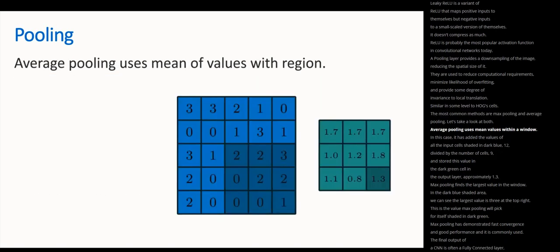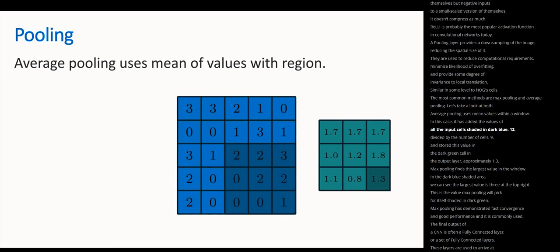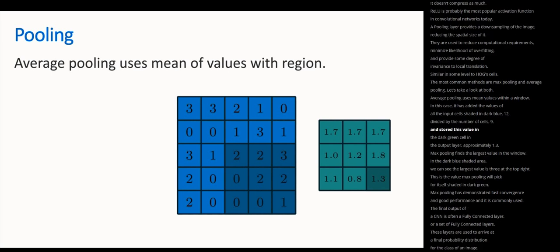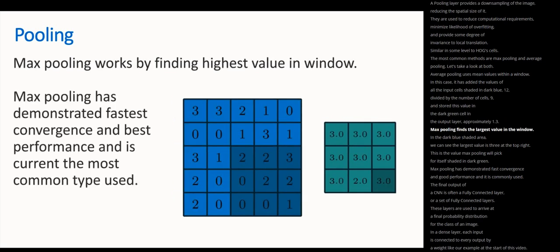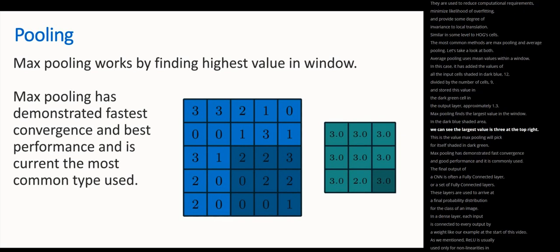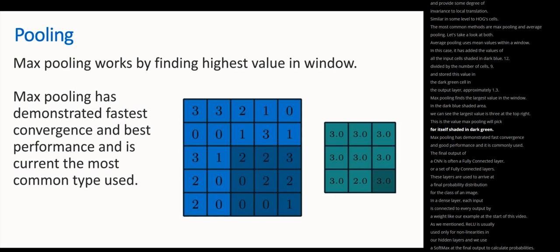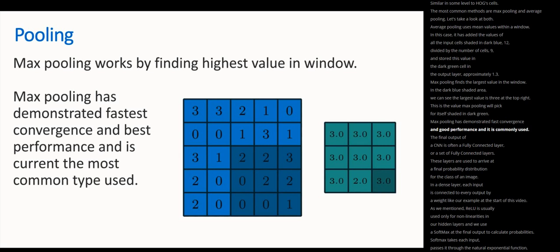Average pooling uses mean values within a window. In this case, it has added the values of all the input cells, shaded in dark blue, 12, divided by the number of cells, 9, and stored this value in the dark green cell in the output layer, approximately 1.3. Max pooling finds the largest value in the window. In the dark blue shaded area, we can see the largest value is 3 at the top right. This is the value max pooling will pick for its cell, shaded in dark green. Max pooling has demonstrated fast convergence and good performance, and it is commonly used.